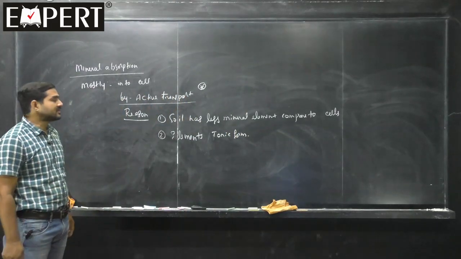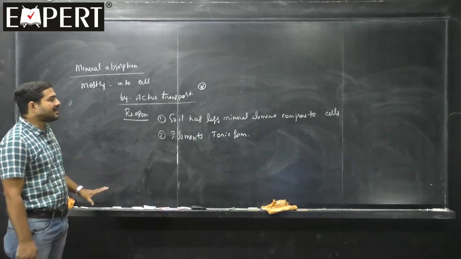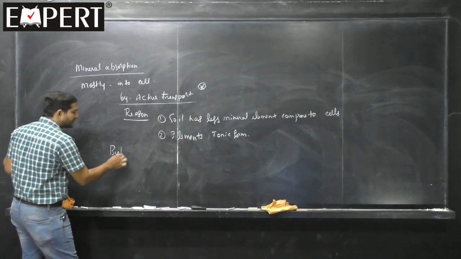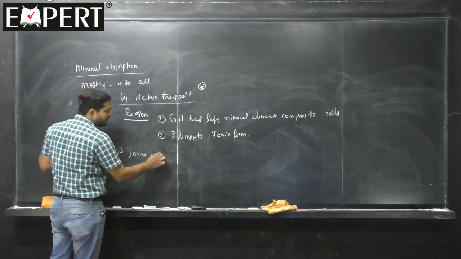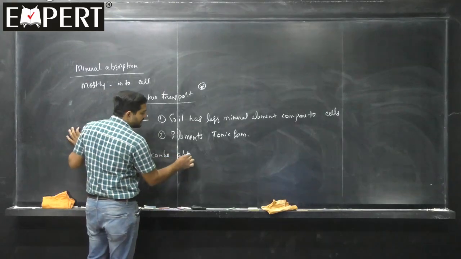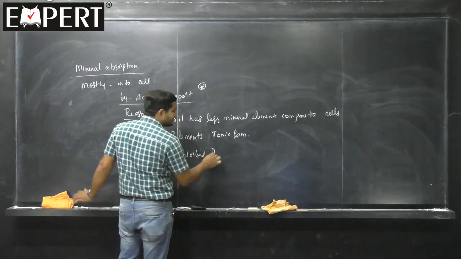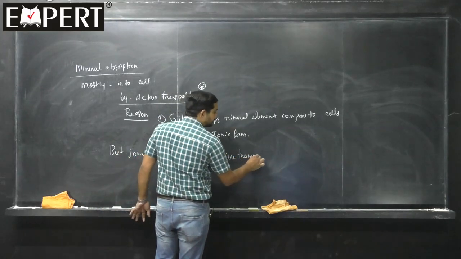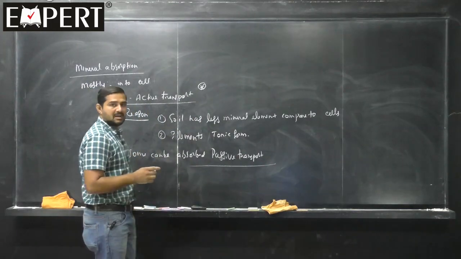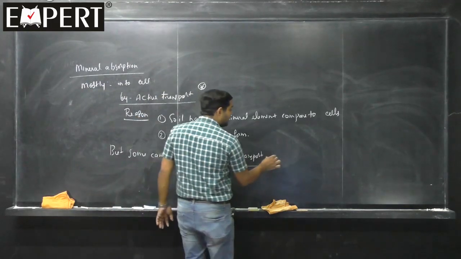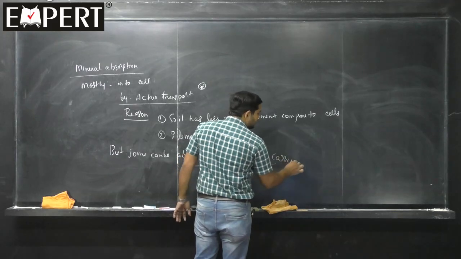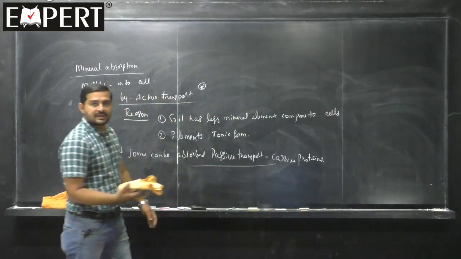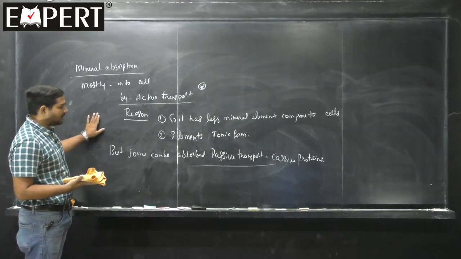Are you understanding, students? So that is the reason the majority of the elements are absorbed by active transport, but some can be absorbed in passive transport also. How? Maybe by simple diffusion, or maybe by the carrier proteins. Clear, students? Please note down both the points.